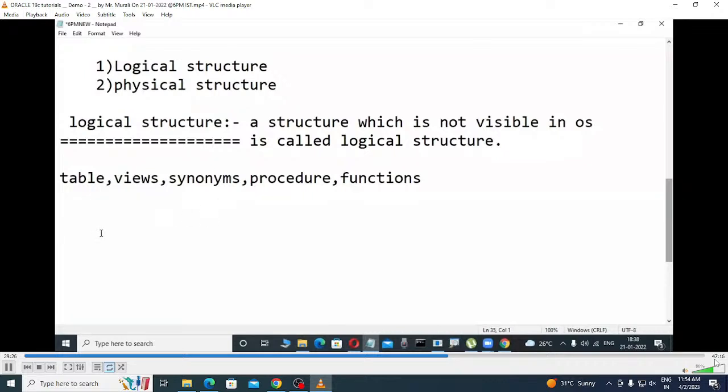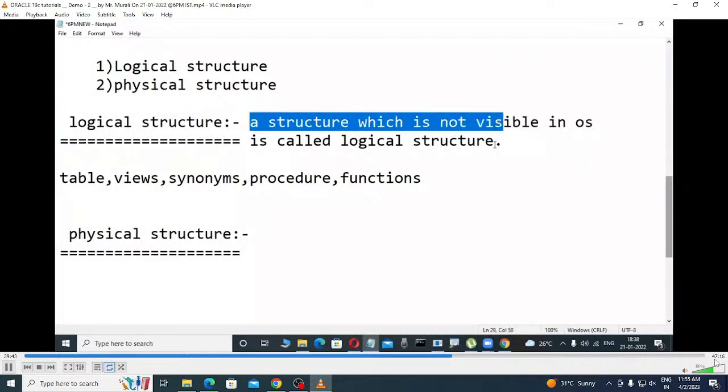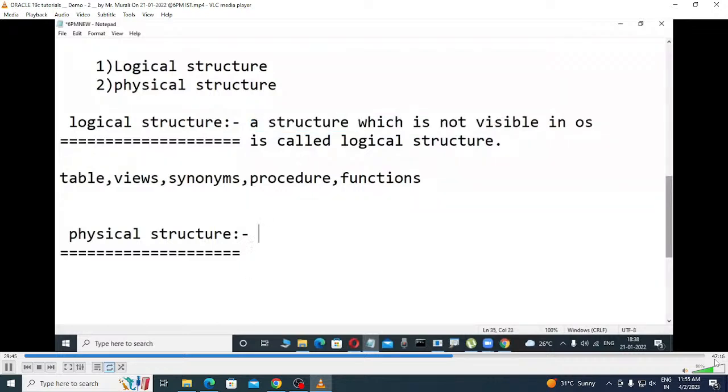Now observe it here. What is a physical structure? Don't write it, just roughly observe. Physical structure is there. Now, just for the idea: what does a physical structure mean? It is the opposite. A structure which is visible in the operating system.